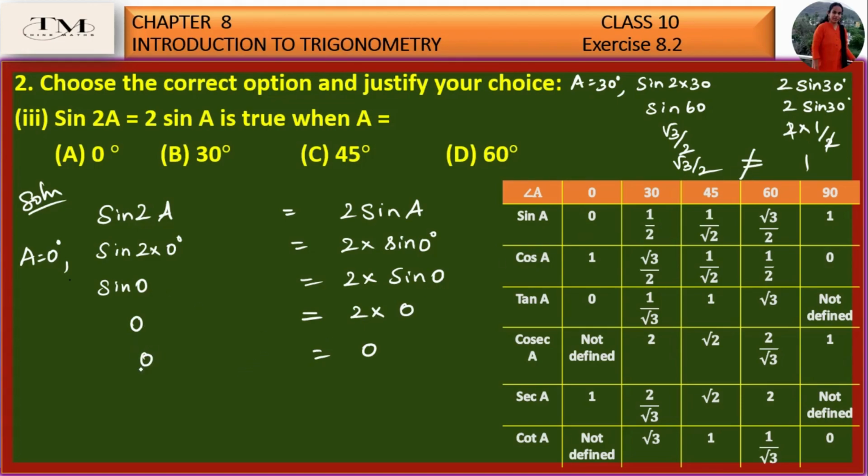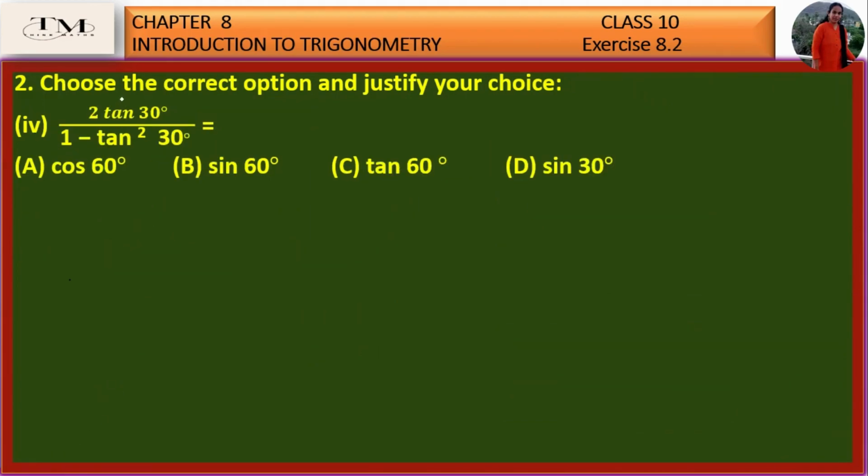So only for A equal to 0 degree, sin 2A will be equal to 2 sin A. You can check the values for 45, 60 and 90. For everything it is not equal. So only for 0 degree, sin 2A is equal to 2 sin A. So option A is the right choice. Moving on to the fourth part.